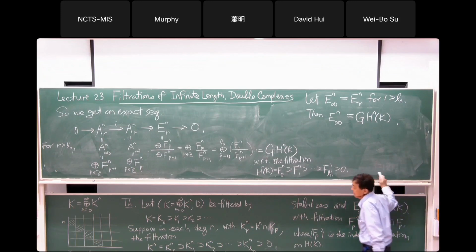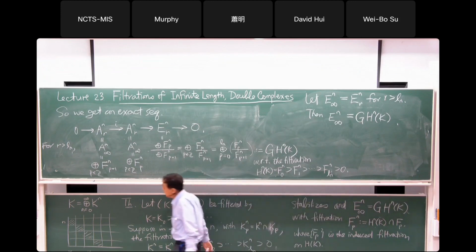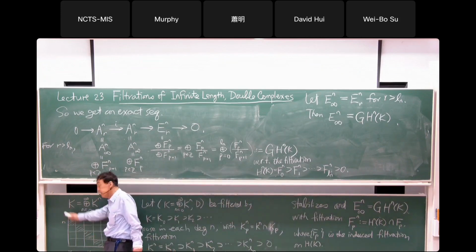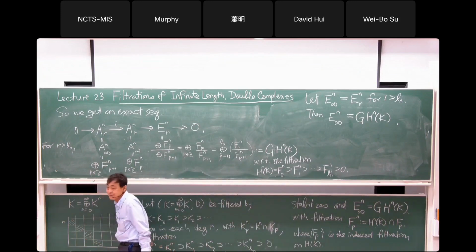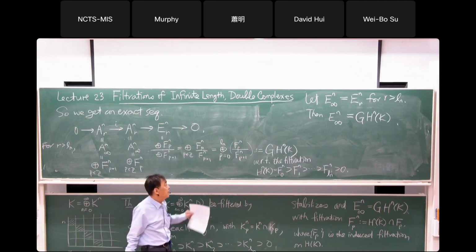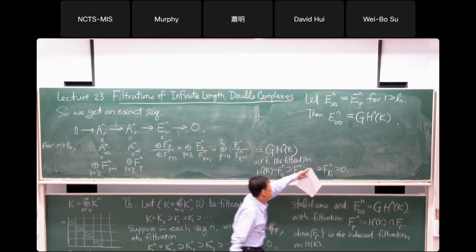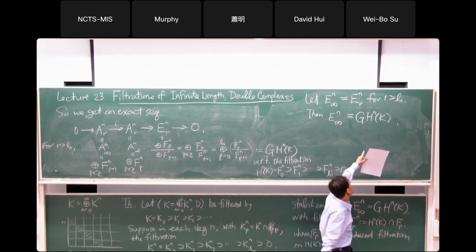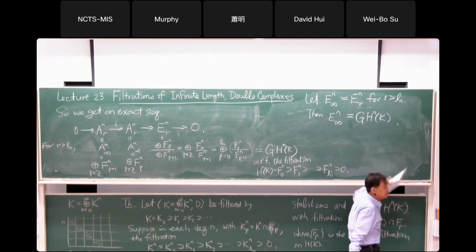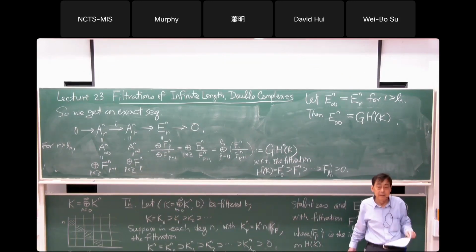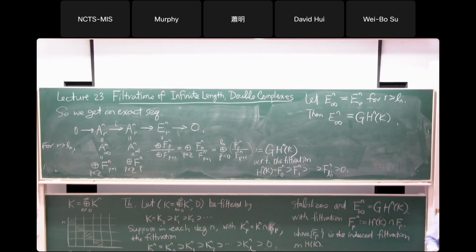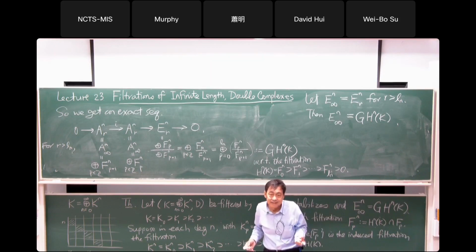So if in each degree n, the filtration is finite, then you can still compute the cohomology in degree n using the spectral sequence. Okay, so let's stop here and take a break for 10 minutes, and then we will apply this to a double complex and see what we get.